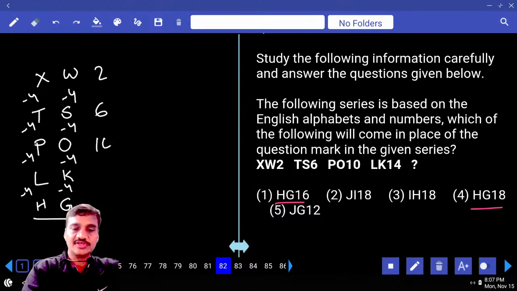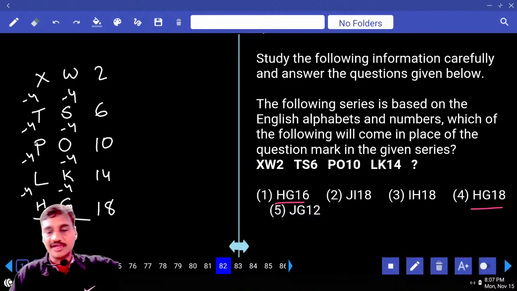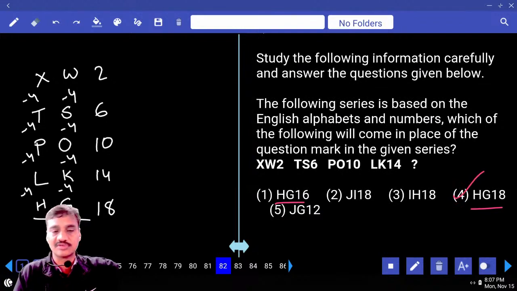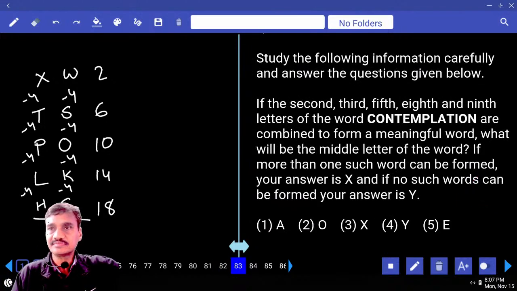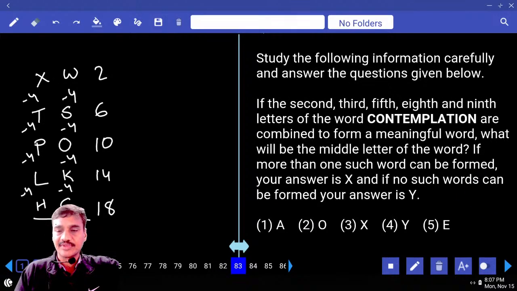And 6 plus 4 is 10. 10 plus 4 is 14. 14 plus 4, 18. Hence HG 18, that is the choice for question number 82. Then 83, word formation. Second, third, fifth, 8th and 9th.